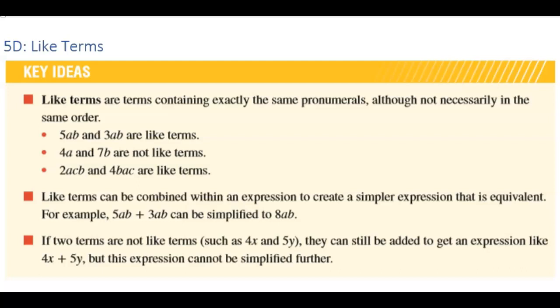The third point: if two terms are not like terms, such as 4x and 5y, they can still be added together to get an expression like 4x plus 5y, but it cannot be simplified further. You need to remember that the plus sign has to stay there to separate the two terms. We cannot add them together, so don't go thinking you can have 9xy. It is not the same, and if you substituted values into the expression, you'd understand why.